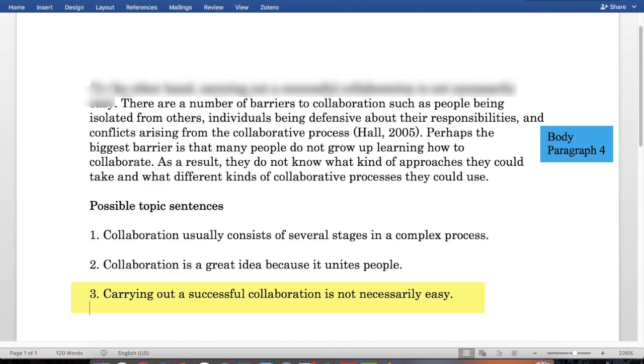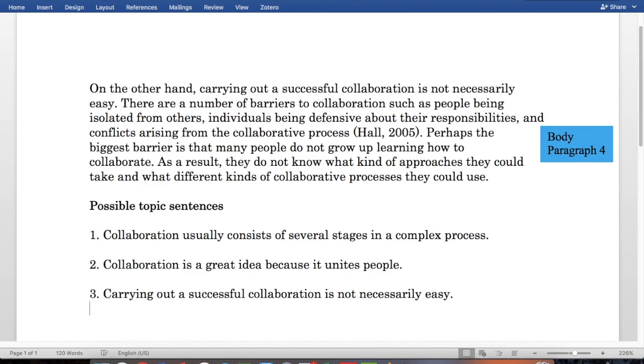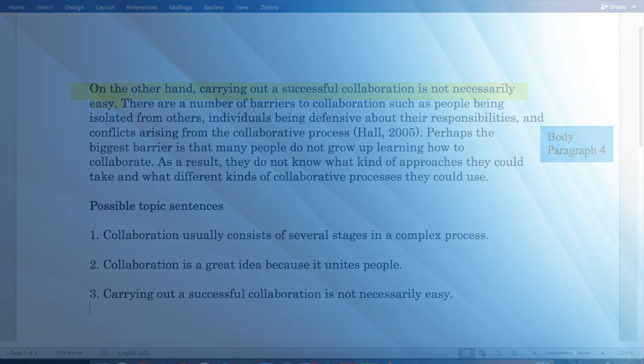Okay, let's uncover the blurred topic sentence and see what it says. On the other hand, carrying out a successful collaboration is not necessarily easy. So the answer was number 3.